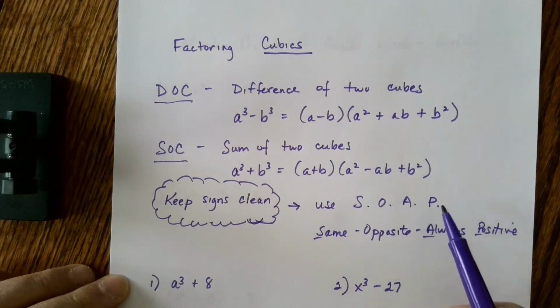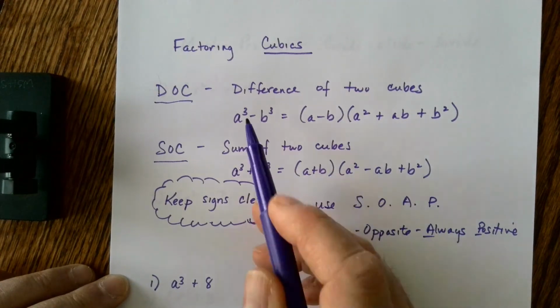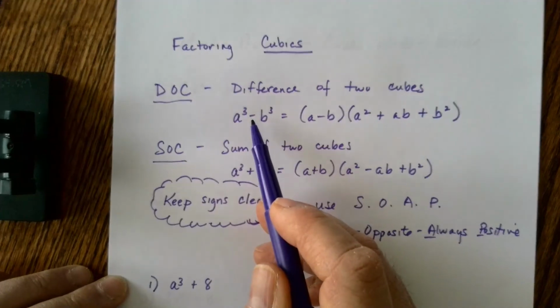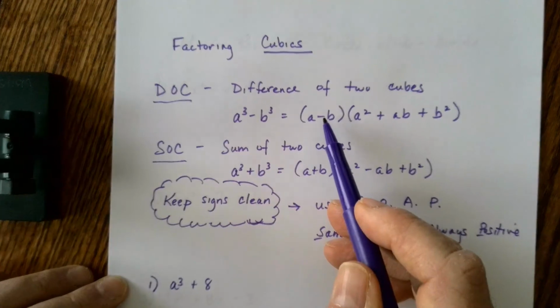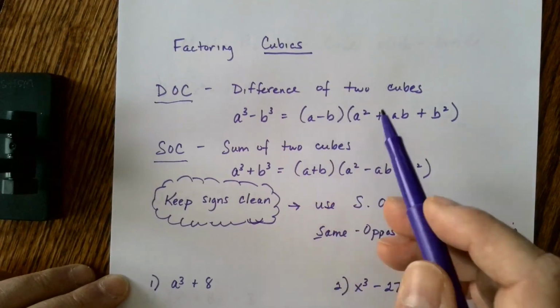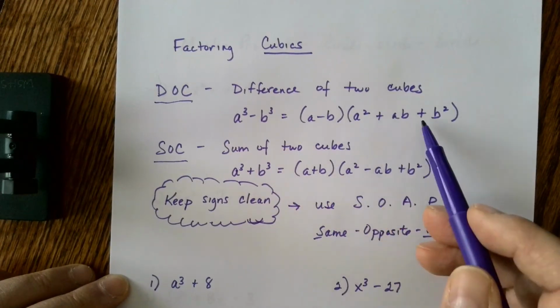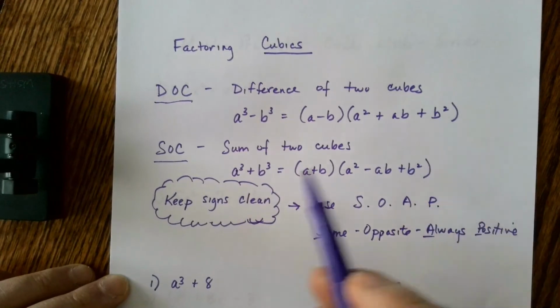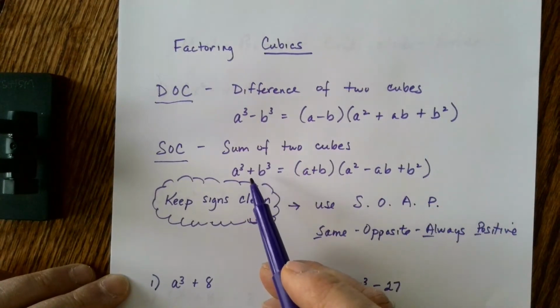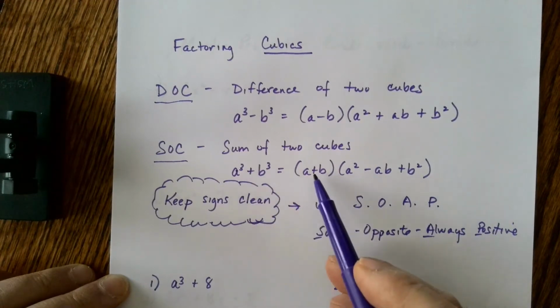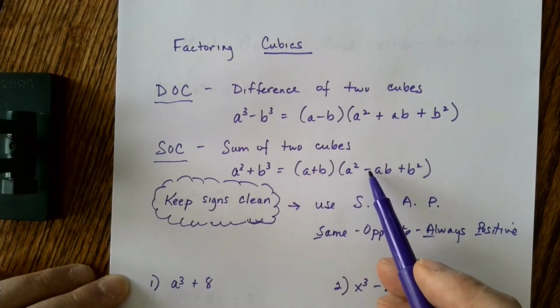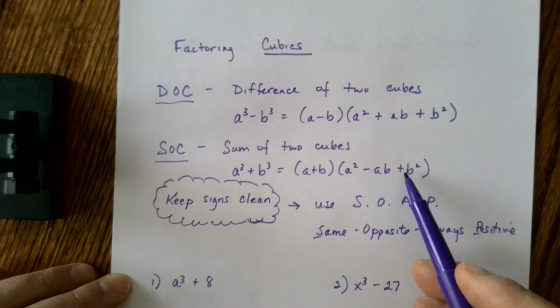Let me elaborate on that. If I have given a subtraction sign between my two perfect cubes, I'm going to keep that subtraction sign. That's what we mean by the same. Then the opposite, then always positive. Notice how that will be just a little bit different with the sum of two cubes. I'm going to start with my addition, then the opposite of that, and then always positive.